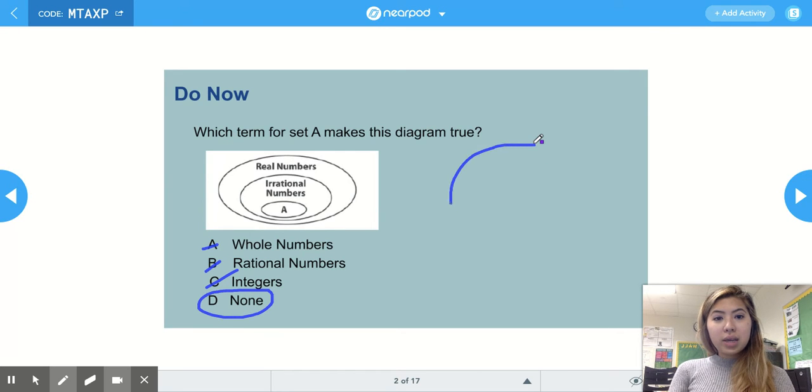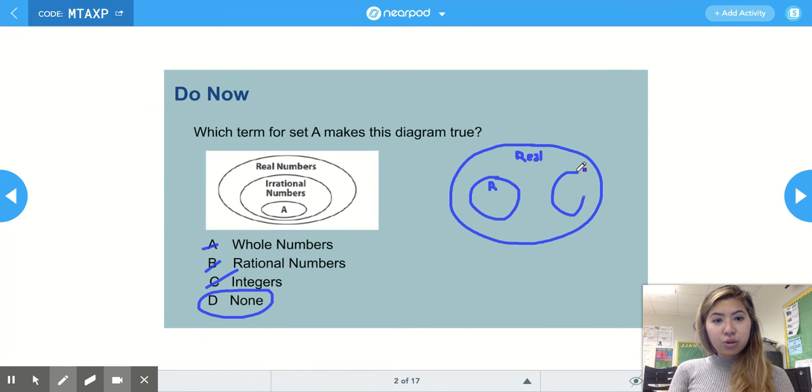So really, the Venn diagram drawn correctly should have looked like this, with this biggest circle representing real. Then we have a circle for rational, and then another circle for irrational. And then of course, within rational numbers, there's integers and whole numbers.